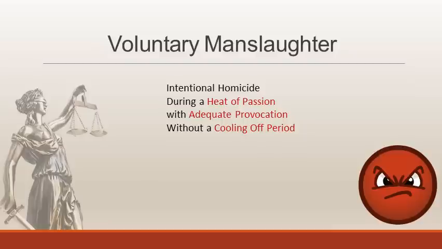So in the first example, when you first walk in and you grab the gun, that would probably be enough to establish voluntary manslaughter. In the second example, going down and sitting on the couch and waiting, that would probably not be enough to establish voluntary manslaughter. So then, if it's not voluntary manslaughter, what would it be? It would be murder.